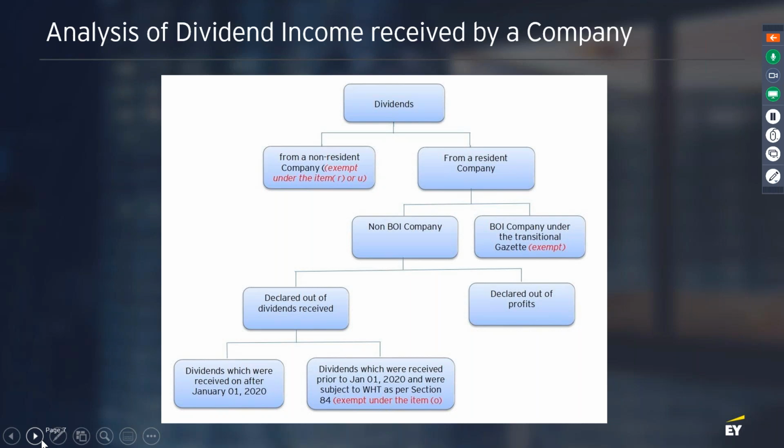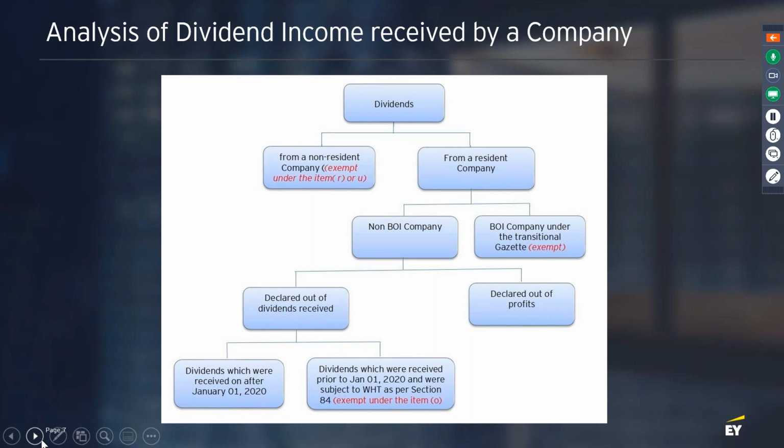If those companies are still enjoying the tax exemption period as per the transitional gazette, the transitional gazette specifically allows a BOI company to consider the exemptions under the prevailing tax regulations. Then the dividend declared out of such profits is not taxable. So in that case, we can eliminate the BOI company from our checklist as exempt, and our test is further required on the dividend income received from a non-BOI company. If the dividend declarant is a non-BOI company, meaning no tax holidays, they don't enjoy any tax exemptions under the BOI.